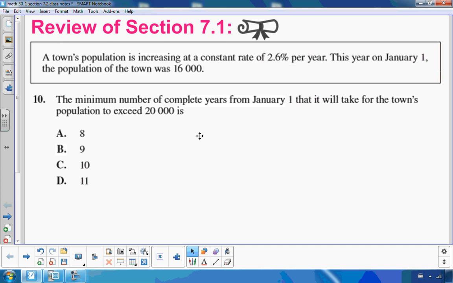Hello, Matthew Gatos here. I want to do section 7.2 with you, but before we do that, let's review 7.1. So I want to start by doing a diploma example here to review.